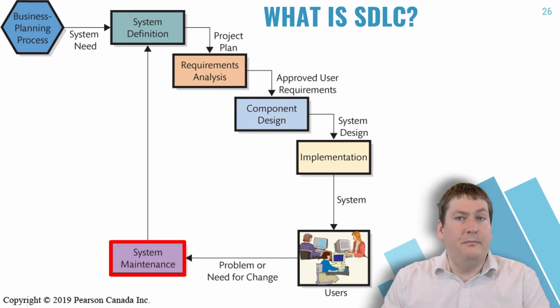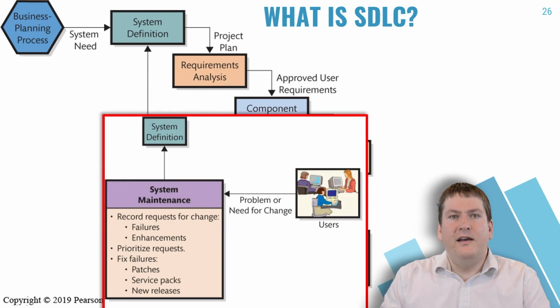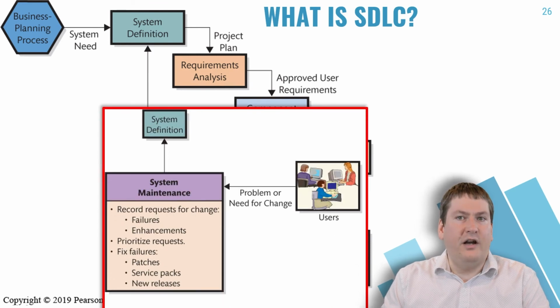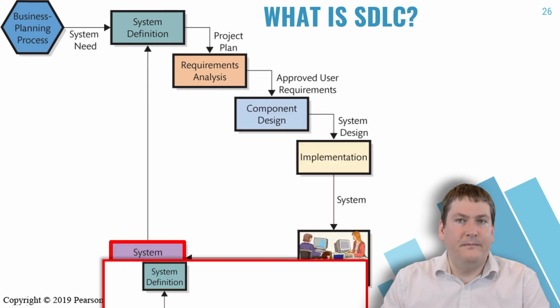And this is where the system maintenance phase comes in. In this phase, any defects in the system are documented, as well as requests for enhancements to the system, like new features. Small defects may be corrected with software packages, updates, or new releases. These fixes are normally prioritized based on the severity of the issue, so it's also important to document the impact it has on the system.